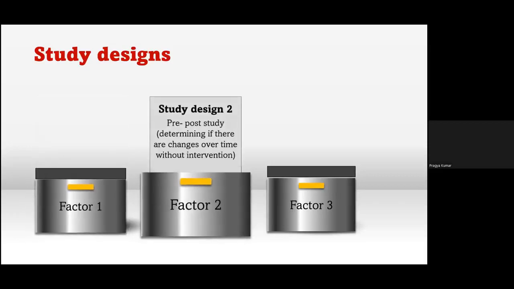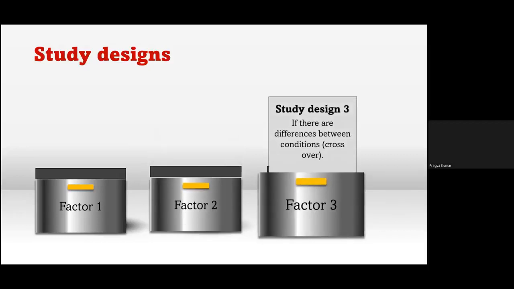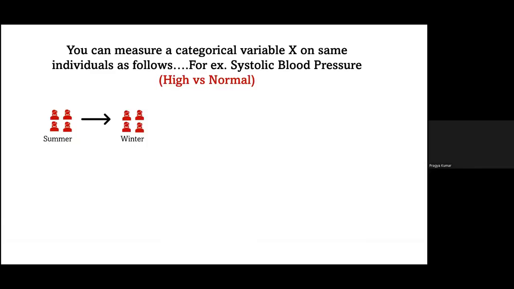The second type could be a pre-post study where we determine there are changes over time without intervention, like season, and maybe you can decide the prevalence of non-hypertensive and hypertensive in a single set of individuals, and then again you measure the same individuals. So it will be paired data, the same set of study subjects, pre and post, but without any intervention. Then also this can be done. And the third can be if there are some differences between the conditions, like crossover. And we will see what are these types of study design.